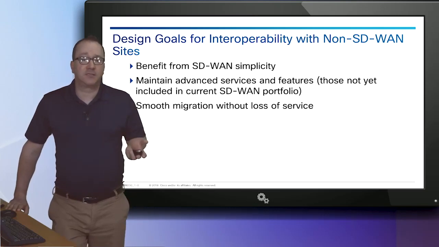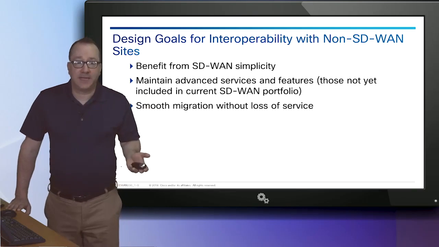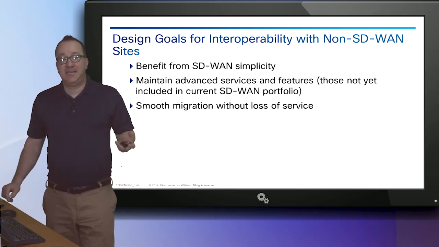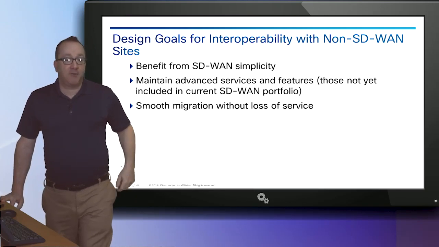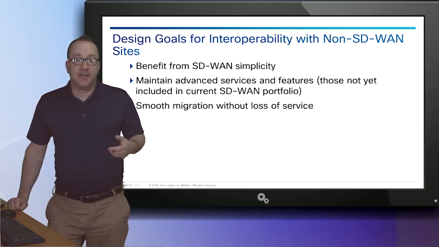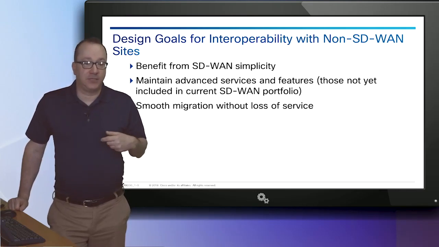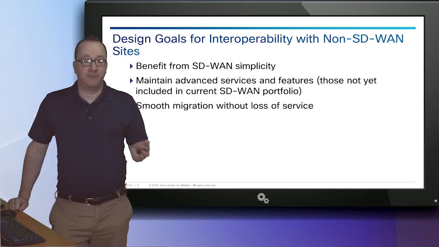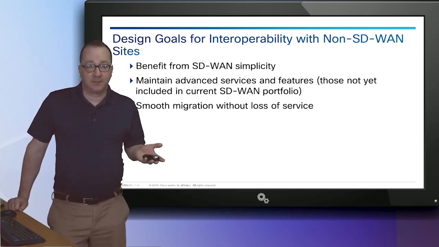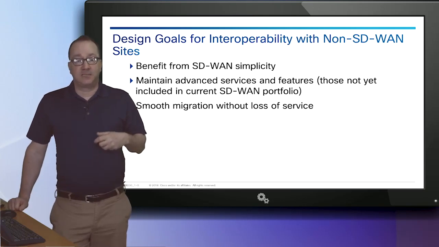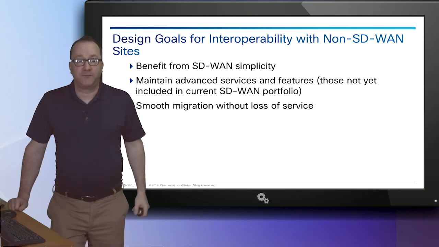So this module is going to focus in particular on the following design goals. The benefits from the SD-WAN solution, its simplicity, its ease of supporting multiple transport circuits with advanced policies, and how do we maintain advanced features and deployment models that are not yet supported in the SD-WAN platforms. For example, advanced virtualization capabilities, UCSE blades, unified communications, etc. For migrating to an SD-WAN hybrid solution, a smooth transition is of paramount importance, without loss of service for redundant sites and with minimal disruption for non-redundant sites.